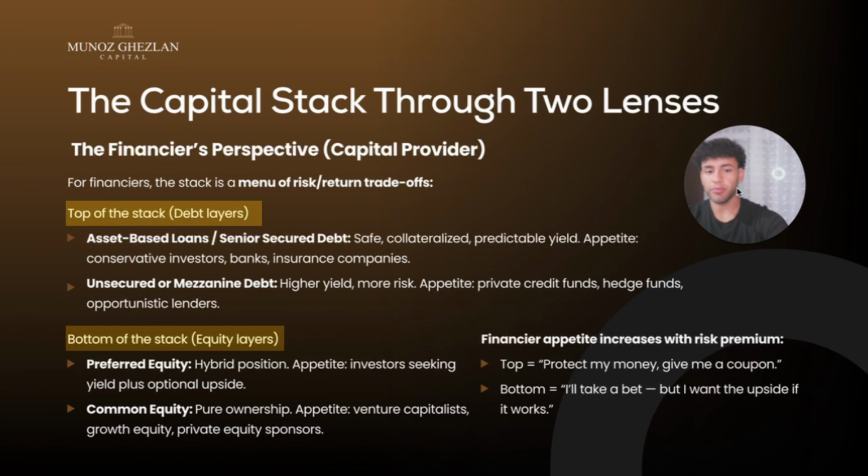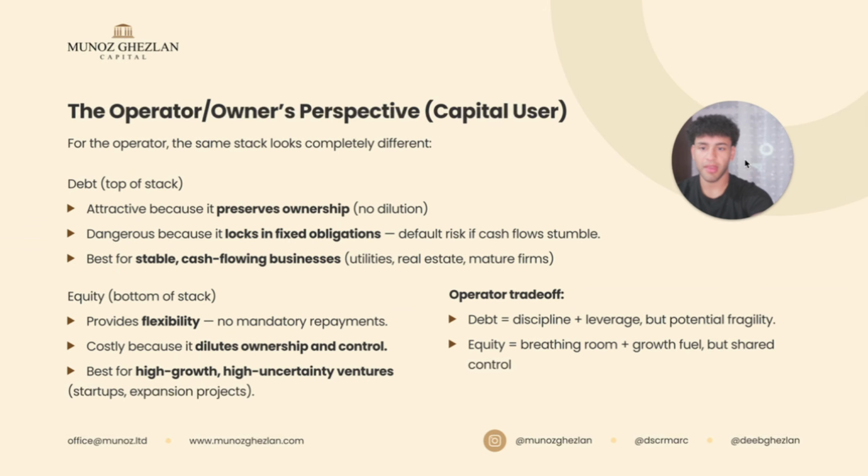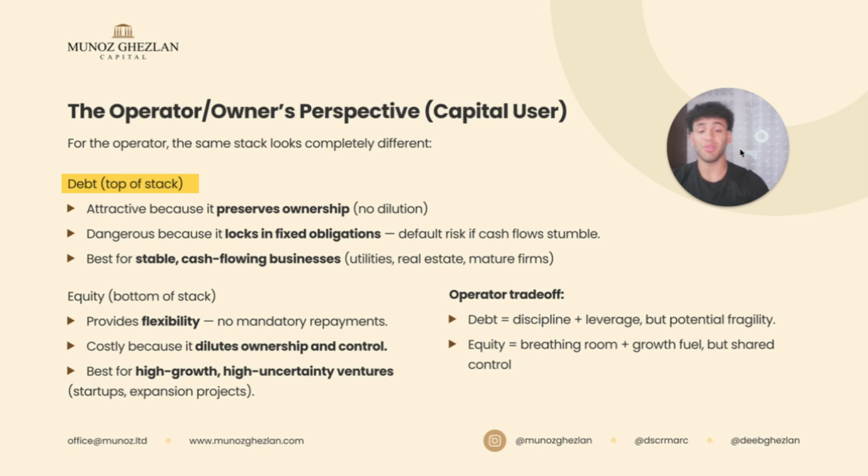Now, if we view it from the other perspective, or the operator, business owner perspective, this is going to be the capital user. So debt is actually going to look like the most expensive in some cases, right? Unless we're talking about ownership dilution, then that's going to be a different perspective.